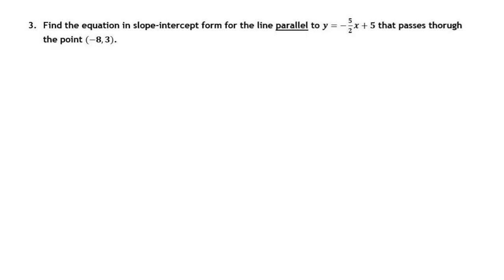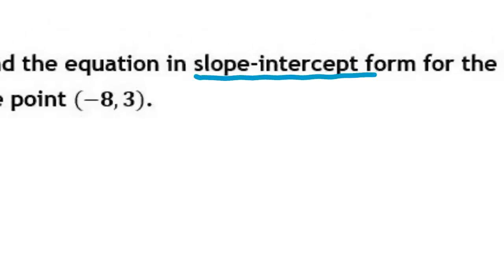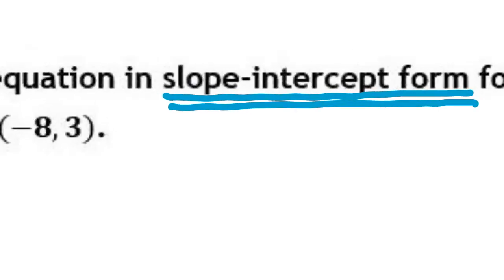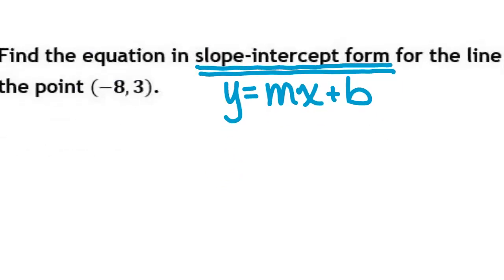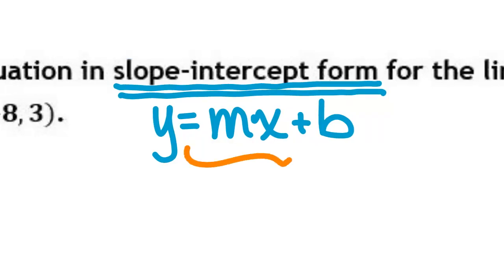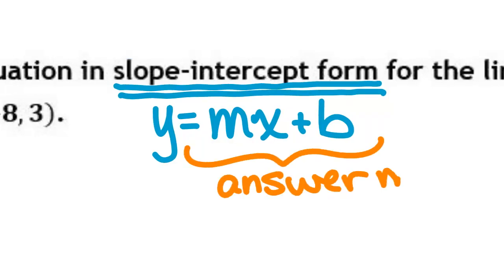Number 3, find the equation in slope-intercept form. What is slope-intercept form? Y equals mx plus b. This is the form for my answer. Answer must look like this.